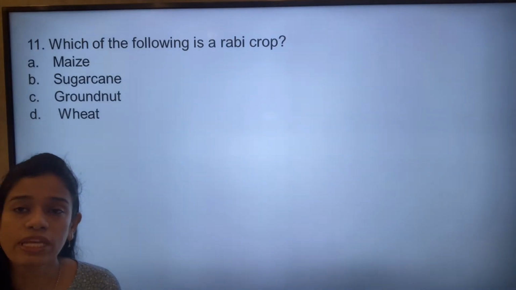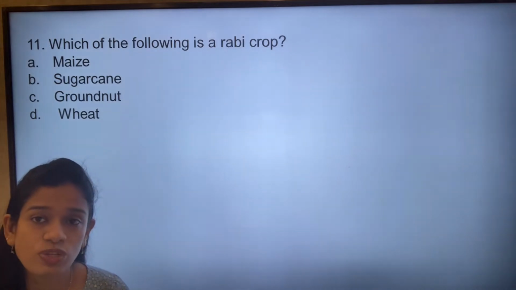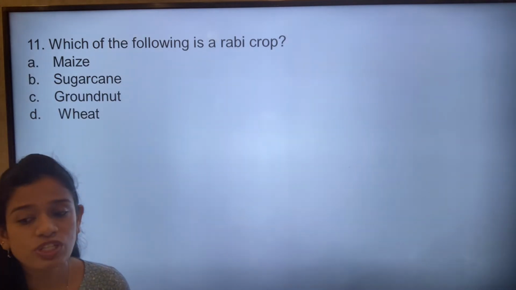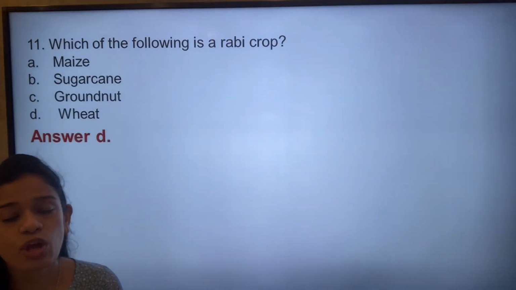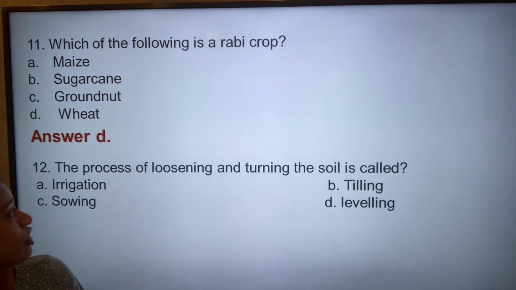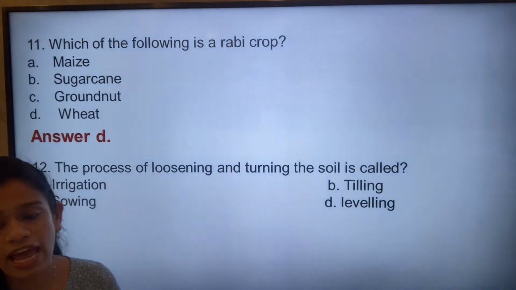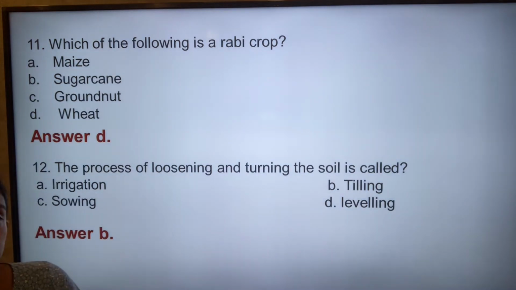Let's move on to the next question. That is, which of the following is a rabi crop? In previous questions I have asked which of these are Kharif crops like paddy, maize, soybean, and now which of these are a rabi crop? That is maize, sugarcane, groundnut, or wheat. So the correct answer is wheat, or answer D is the rabi crop. The next question, the process of loosening and turning the soil is called, just now I have answered this, and it is known as the process of tilling. Answer B.